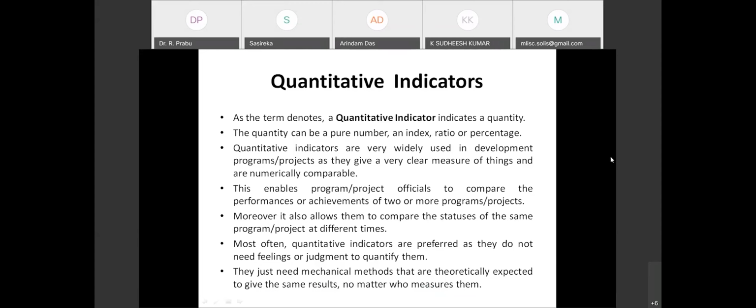So normally in government projects and government surveys, and even in the library environment, we are also conducting a lot of surveys and user studies, where we are applying these quantitative indicators widely.